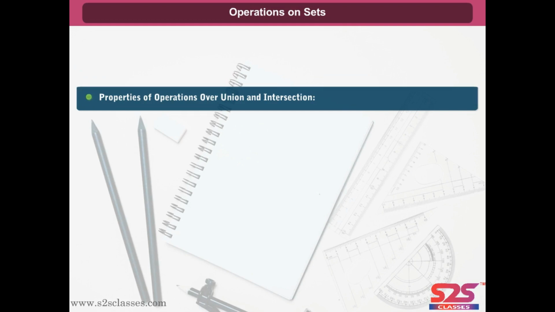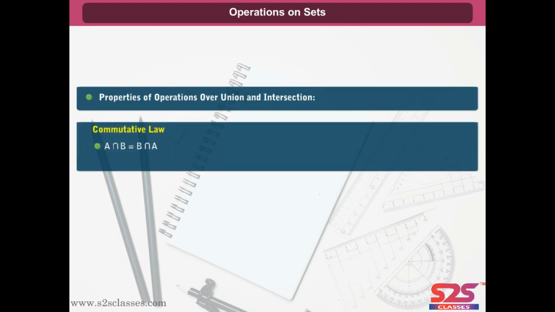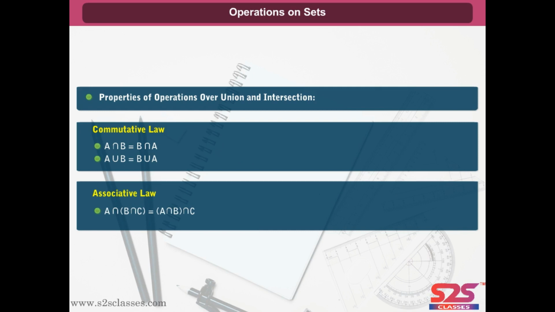Properties of operations over union and intersection. The first is the commutative law. A intersection B is equal to B intersection A. A union B is equal to B union A. The second is the associative law.